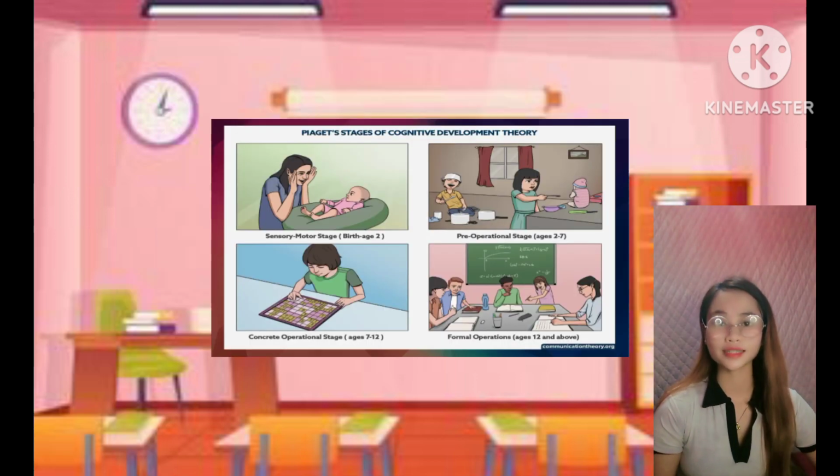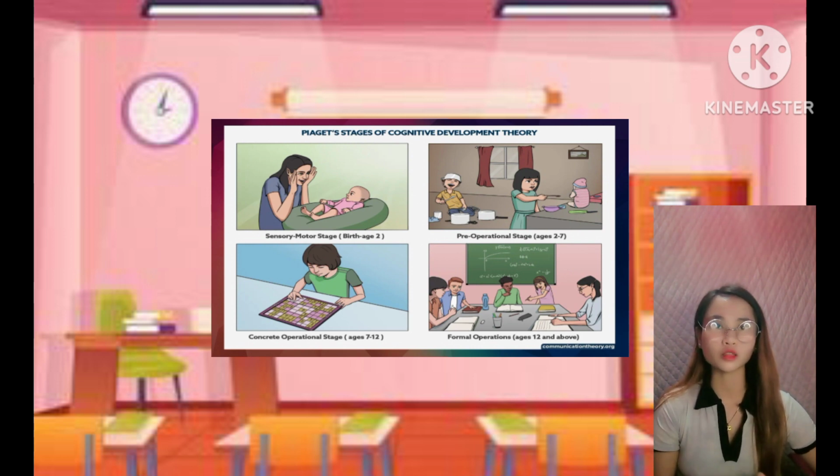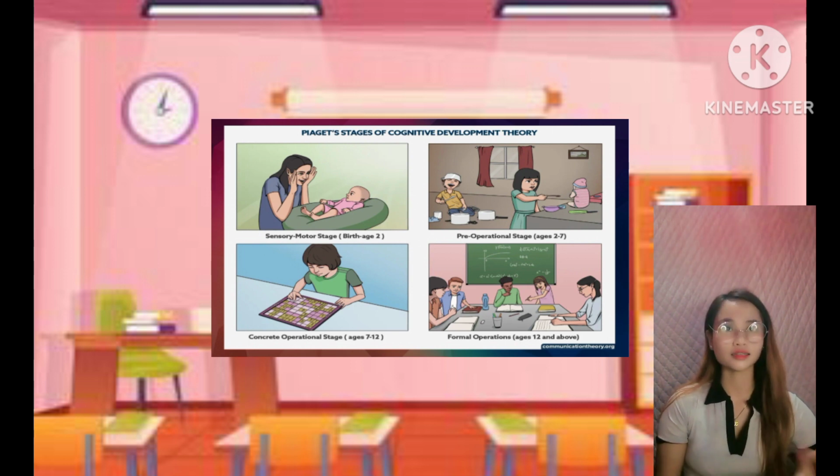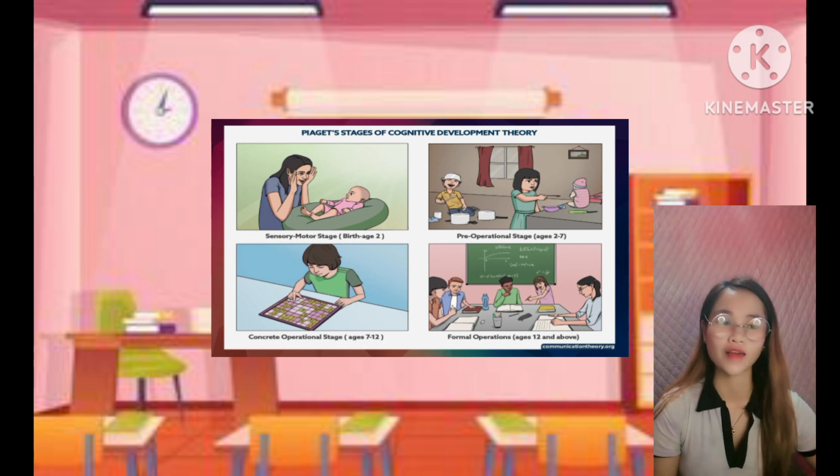So here is the summary of the stages of cognitive development by Jean Piaget. First, we have the sensorimotor stage, where the child begins to interact with the environment. Second, the pre-operational stage, where the child begins to represent the world symbolically. Third, the concrete operational stage, where the child learns rules such as conservation. Fourth, the formal operational stage, where the child is capable of abstract reasoning and thinks about the future. That is the highlight of cognitive development.